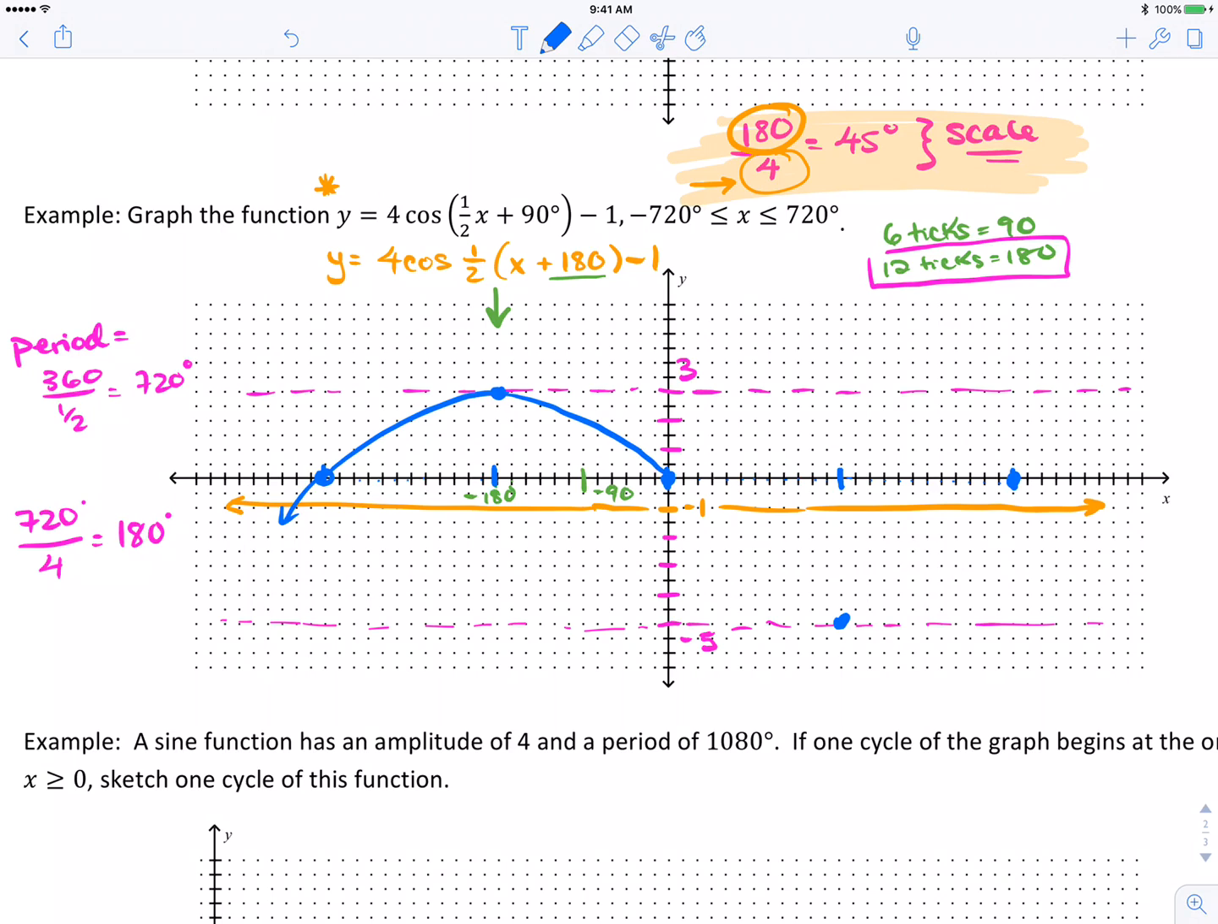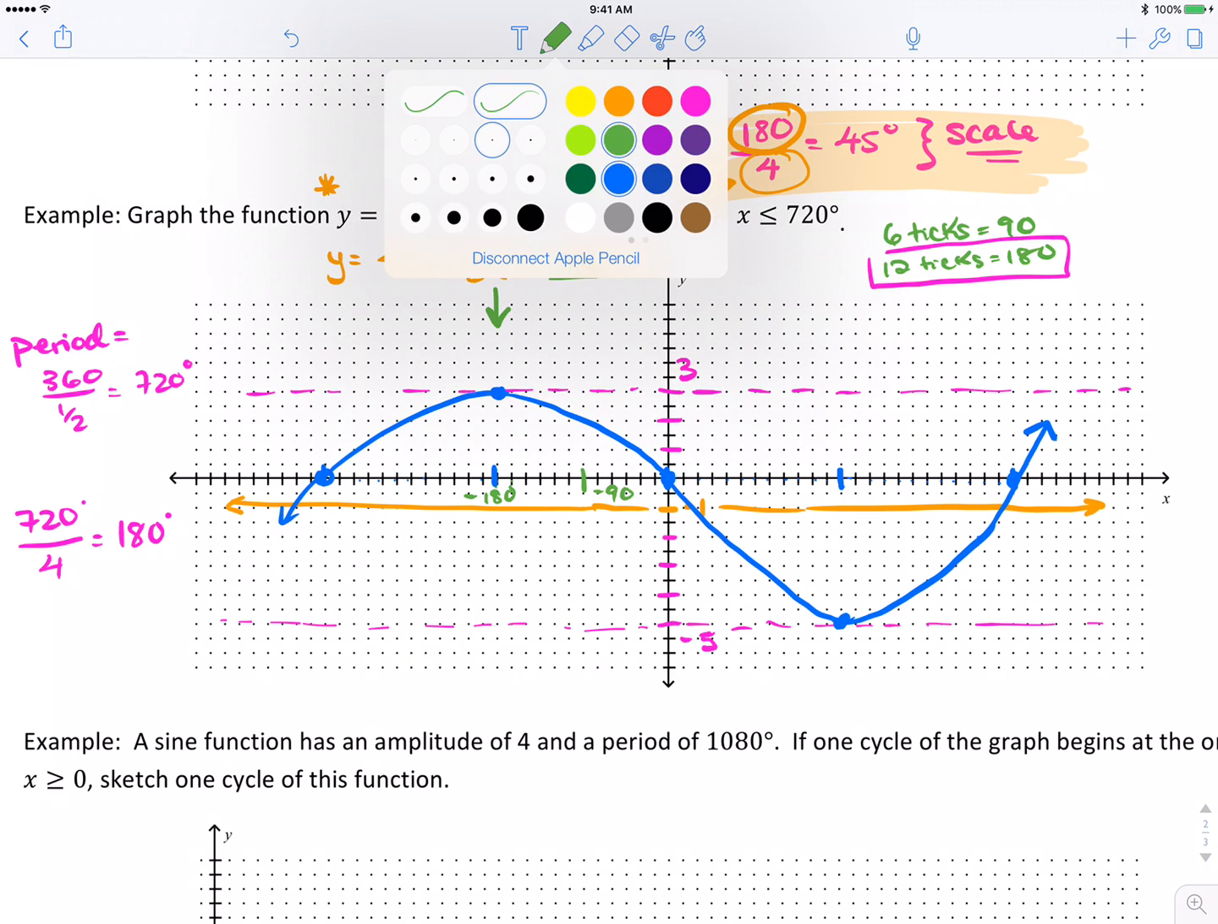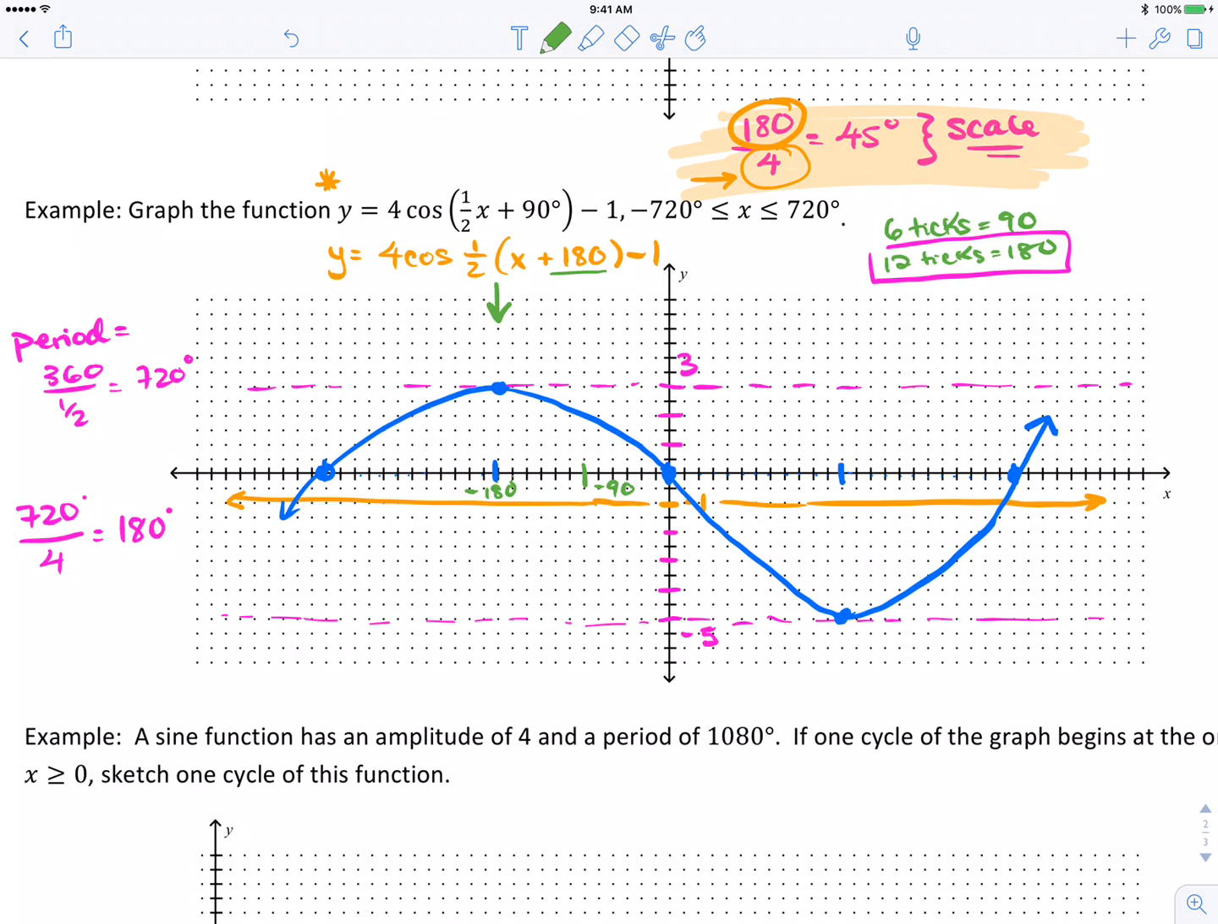And notice how spread out these points are. The reason I had to go to the left is because I needed a full cycle from middle to middle. Beautiful. And you'll notice that would be from negative 720 to positive 720. Add in that extra negative 180 to get me to negative 360 there. Perfect.